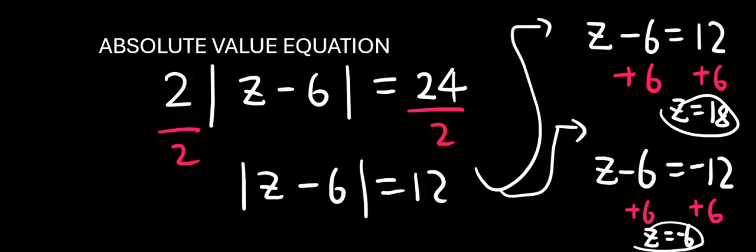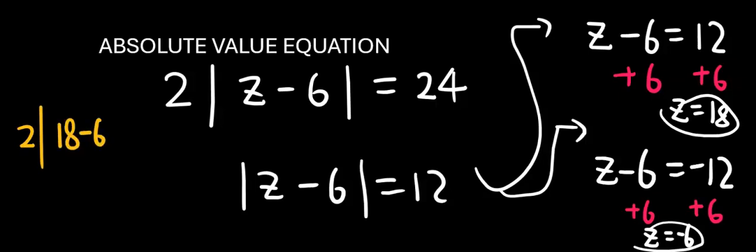Let us bring it back. We plug it in and see if it is true, okay? So we erase here. We're going to plug in and test it out. So 2 times the absolute value, if that is 18 minus 6, is it 24? 18 minus 6 is 12. 2 times 12. Yes, it is true.